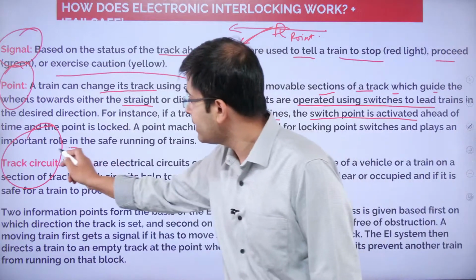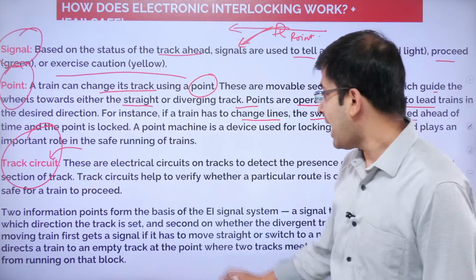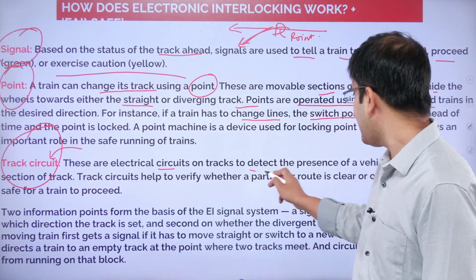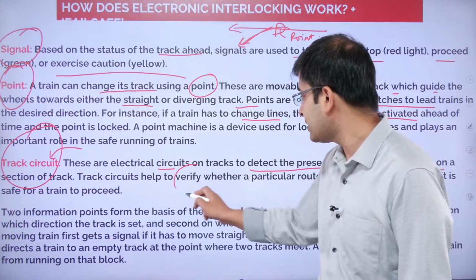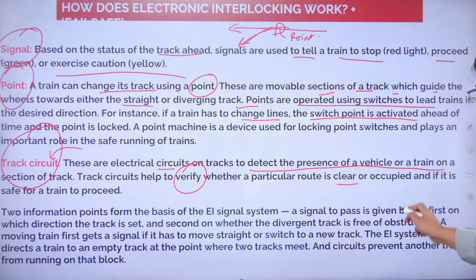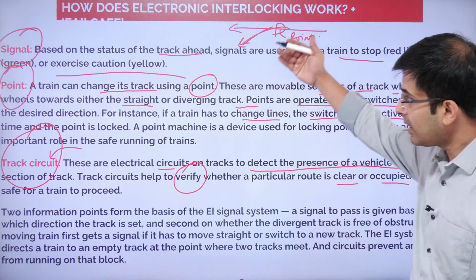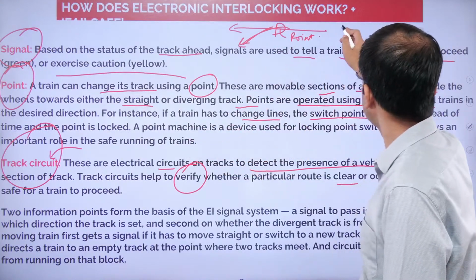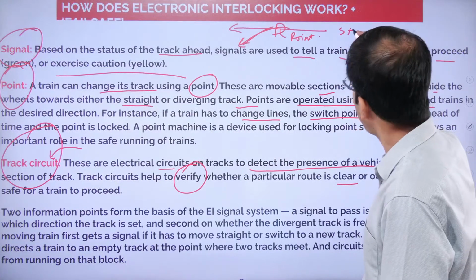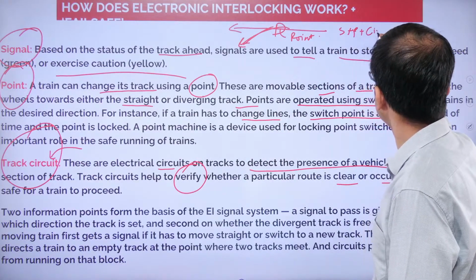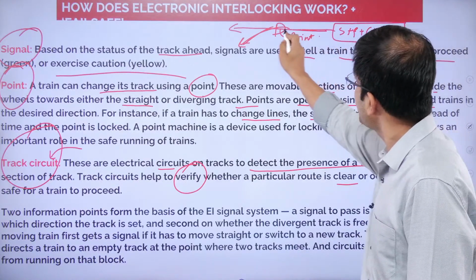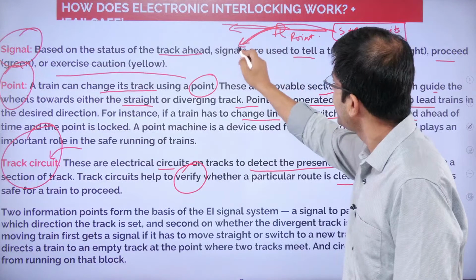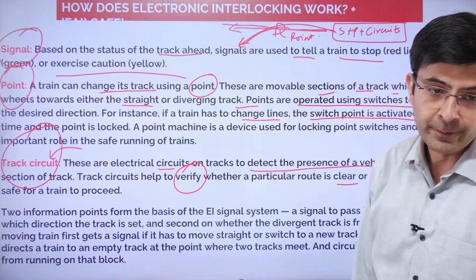But now we understand track circuits. Track circuits are electrical circuits to detect the presence of a vehicle or a train on its track. So what the circuits essentially do is verify whether the route is clear or occupied. Now when you understand all of these three things, that it is to do with signals, with points, and with circuits, these three things together will make sure whether a train is moving straight or is moving towards a loop line or some other line.